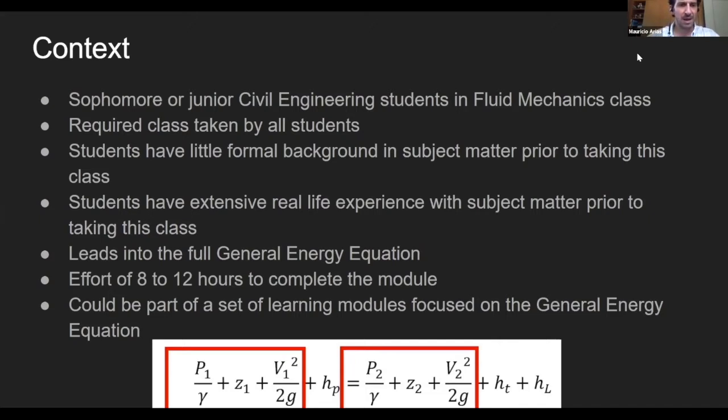Okay. The idea is that the module will take about the same time as what is covered during the class. So that's anywhere between 8 and 12 hours, 2 to 3 weeks sort of. That's the main context related to this module.